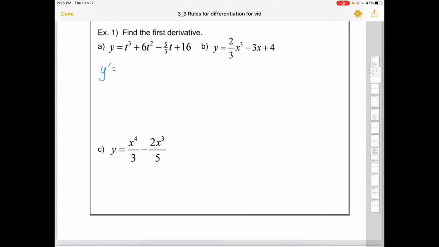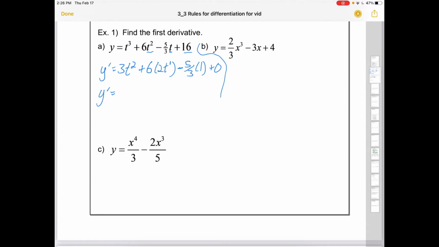T cubed becomes 3t squared. The 6 stays. And then for the t squared, we'd get 2t to the power of 1. That's weird, writing a power of 1, but we can do it. Minus 5/3 is a coefficient, so it stays. Derivative of t, well, just like the derivative of x is 1, the derivative of t is going to be 1. This term, the 16 here, is a constant term, so it turns into 0.